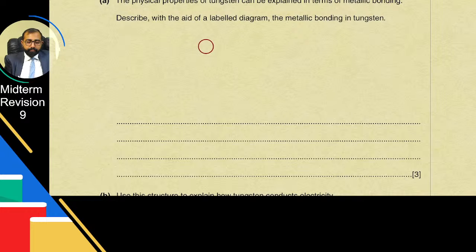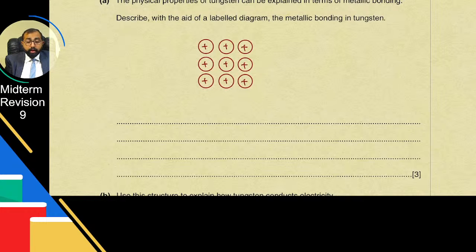Draw 3 ions. They're all positive ions, and they should not be touching each other, because these are positive ions and positive ions repel each other. So just mention the positive charge. Now copy this part. Now make 3 rows just like that. You can make more, but at least 3. Now you have to put free electrons there.